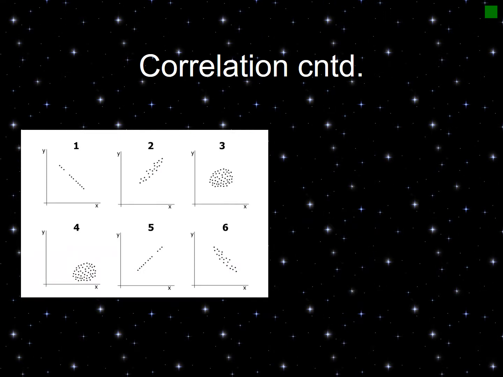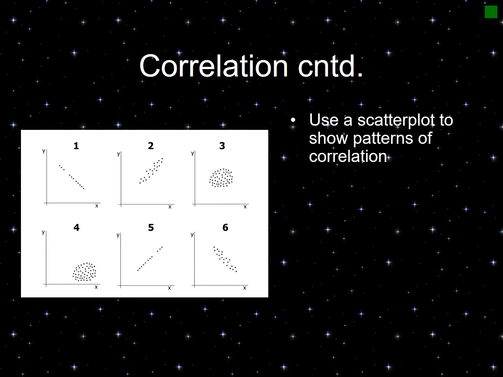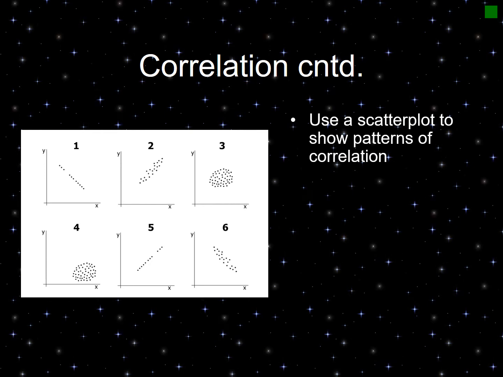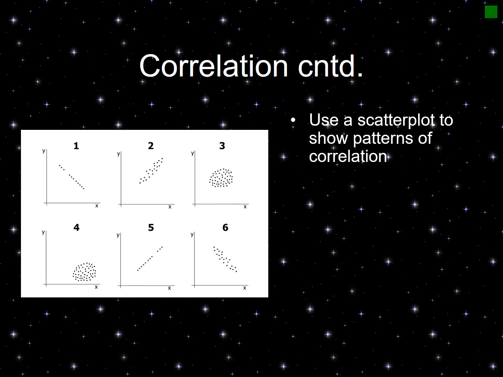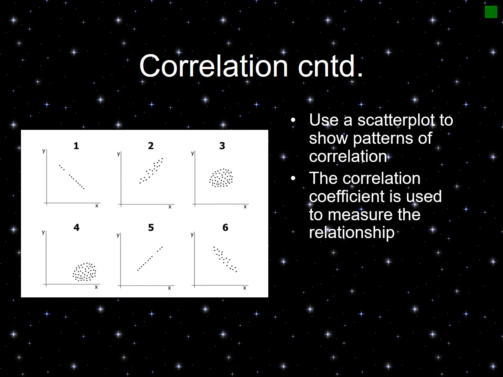Now I'm going to show you some examples of what correlation might look like when you have data with a study, not an experiment. How do you show correlation? You use a scatter plot. That is key. Make sure you know what a scatter plot is. You use the scatter plot to show patterns of correlation. The correlation coefficient is used to measure the relationship. Now I'll give you some examples.